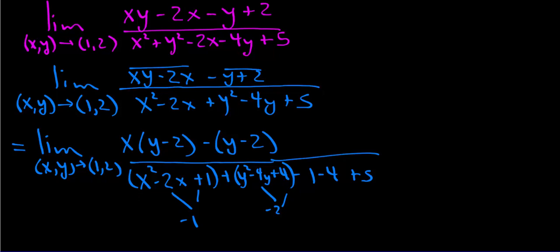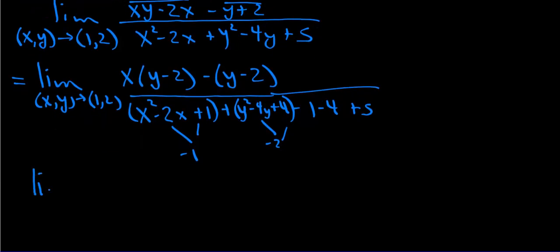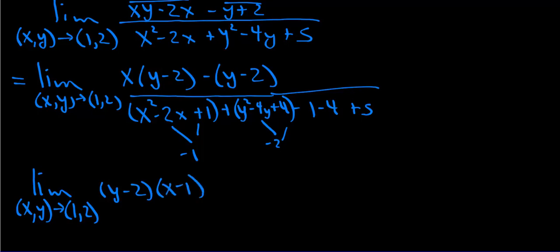Okay, so now here's what we've got. We've got the limit. It's x, y goes to 1, 2. And then up here, I've got y minus 2 times x minus 1. And then down here, I can factor this, x minus 1 squared plus y minus 2 squared. And then that's it. The 5 is gone.